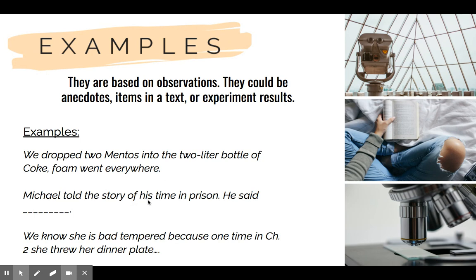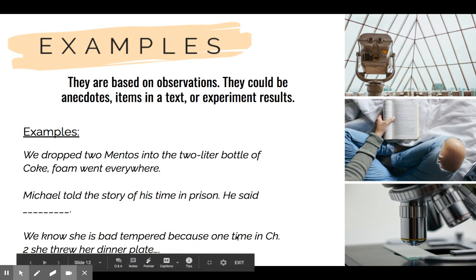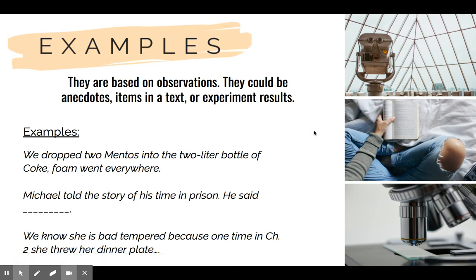Michael told the story of his time in prison. He said blank. That's something found in a text, or that's a story that someone is sharing. We know she is bad-tempered because one time in chapter 2 she threw her dinner plate, blah blah blah. This is an example, something found in a text. You're showing what chapter you got it from. So examples have some variety to them, and they are very helpful in providing some support and some elaboration and evidence in your writing.